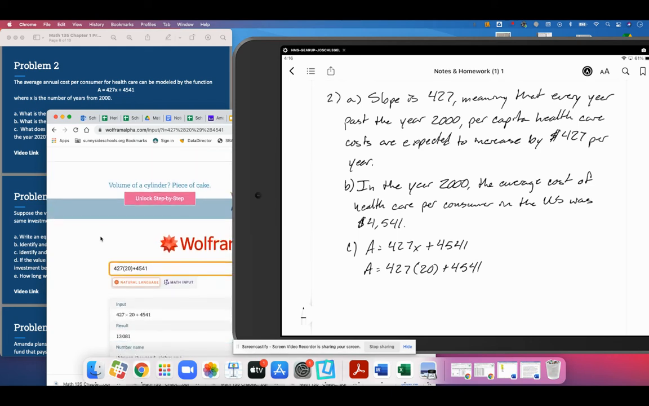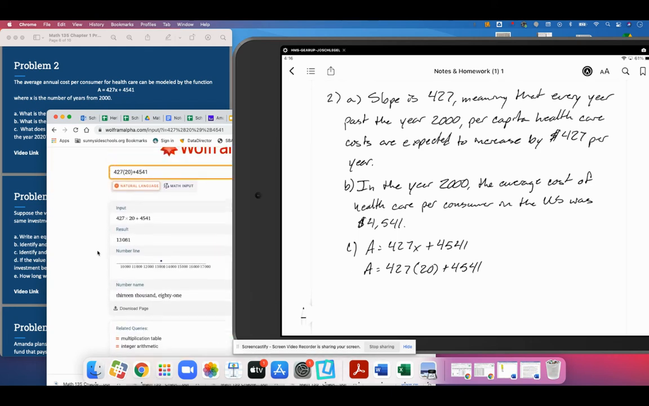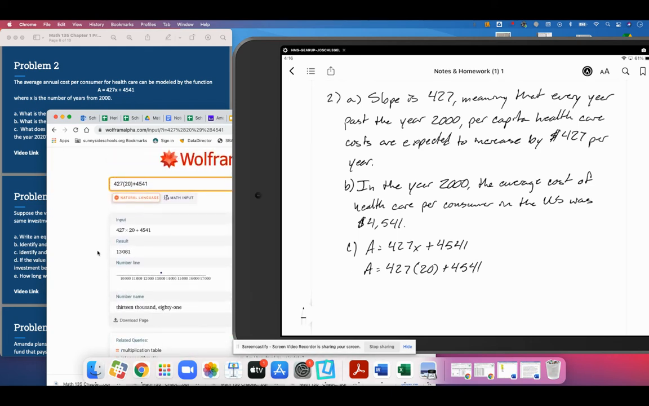And so what we are getting from Wolfram, everyone, is that the average cost per person for healthcare in the United States in the year 2020 is predicted to be $13,081. And I don't believe that that's too much of a stretch, given just sort of the way things are. So that being said, I'm going to write out my written response here, and I'll be right back with that.